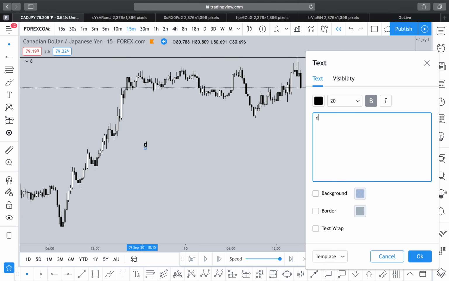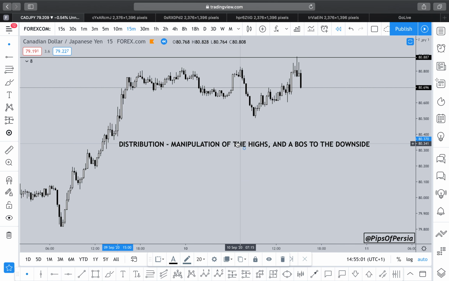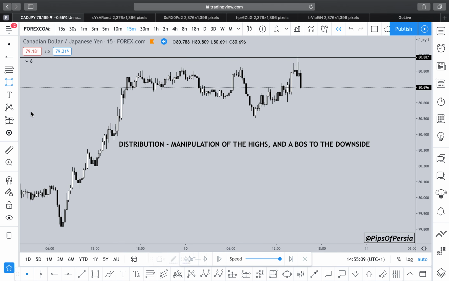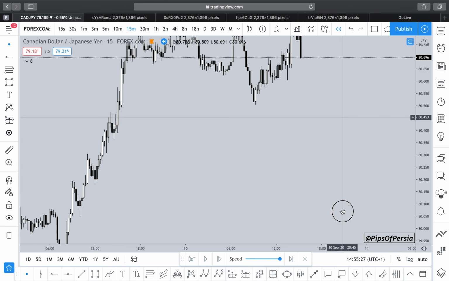But generally speaking, a distribution will be a manipulation of the highs and a break of structure to the downside. That is what I consider a distribution, right? Once we start to manipulate the highs, meaning what? Whoever were the early sellers in the market, whoever out of the retail traders were selling this market based on this potential resistance level or whatever else, were manipulated out. And once these manipulations take place, I would expect a break of structure to the downside. If I now want to go ahead and mark up this distribution, again, from a Wyckoffian standpoint, it is going to look similar to this.